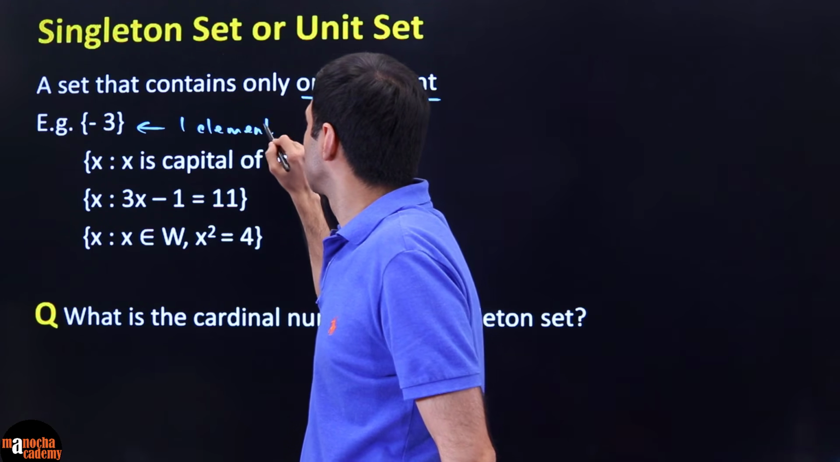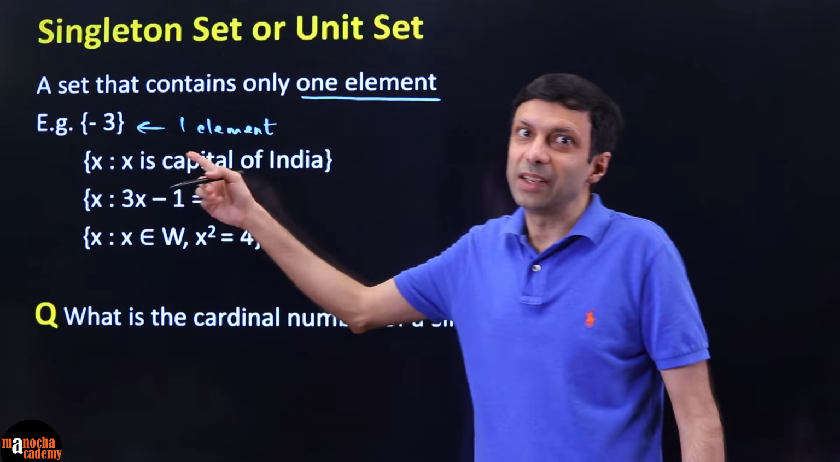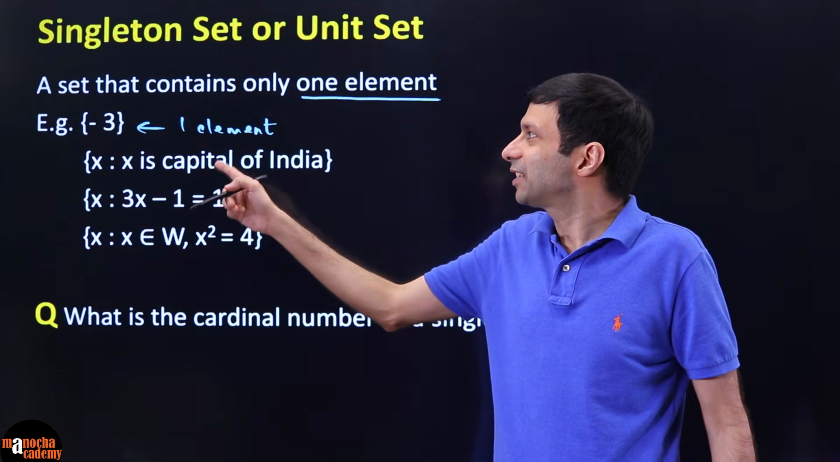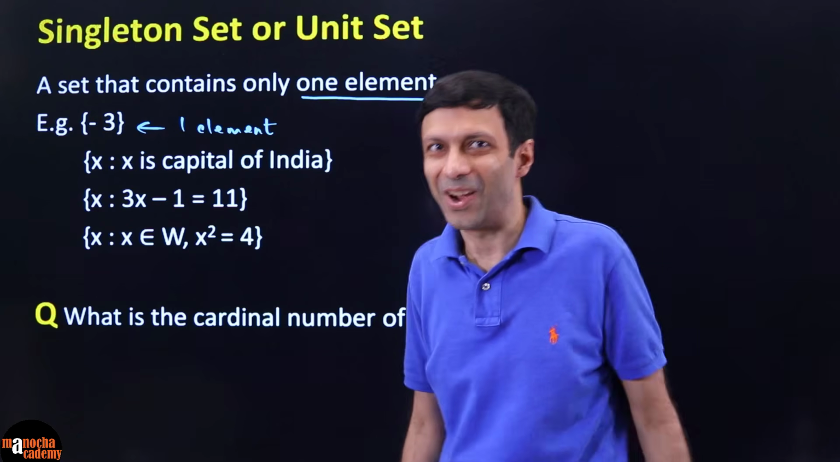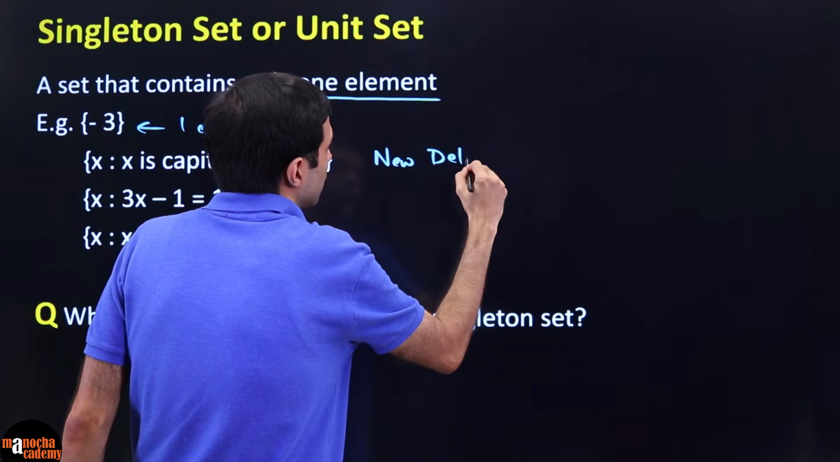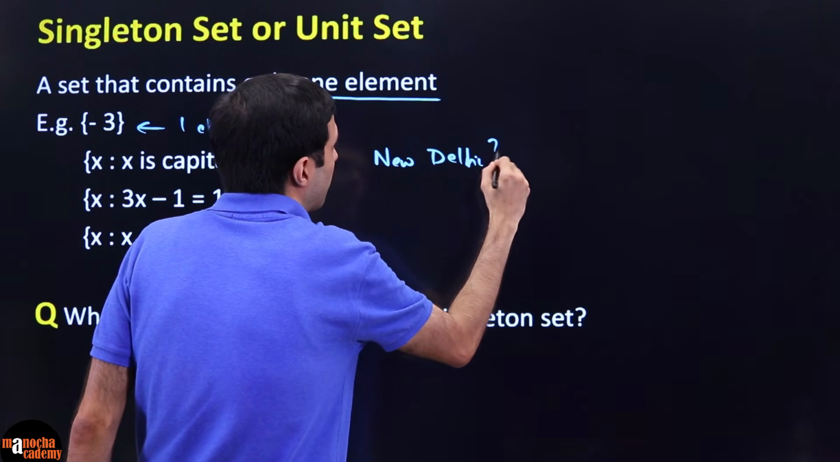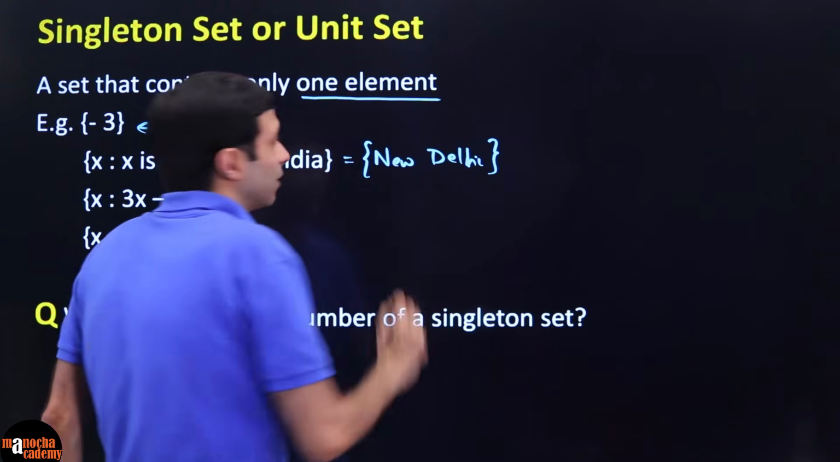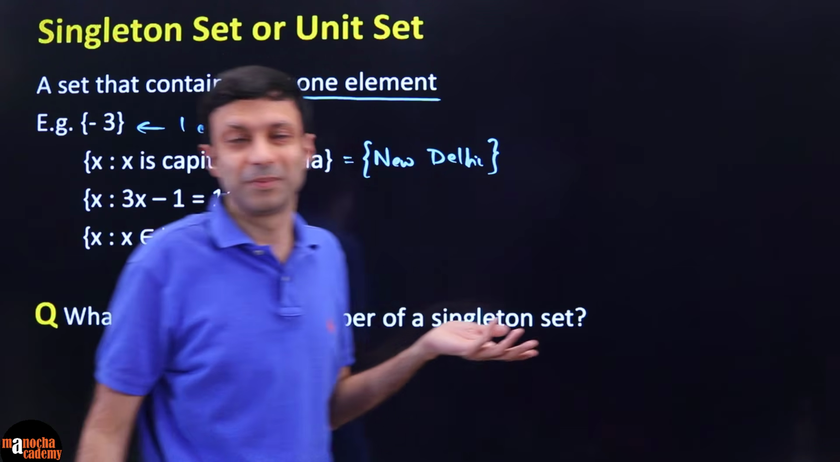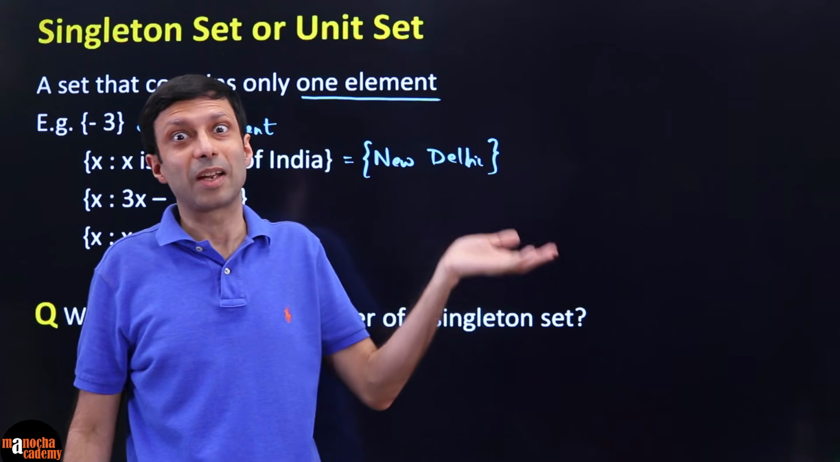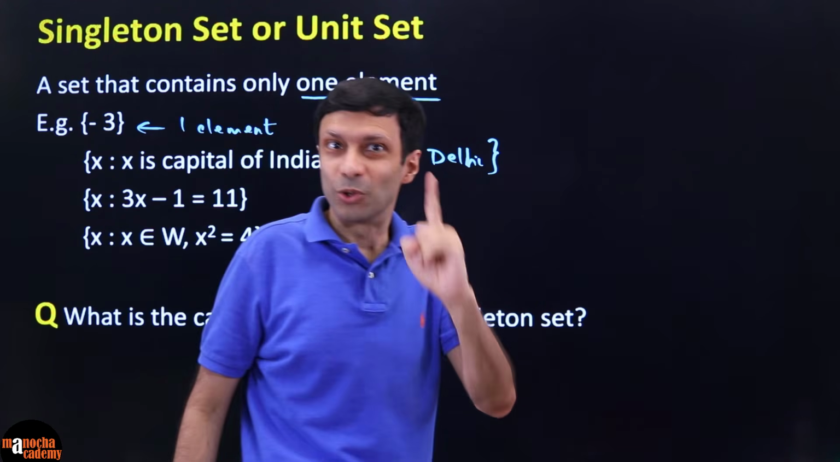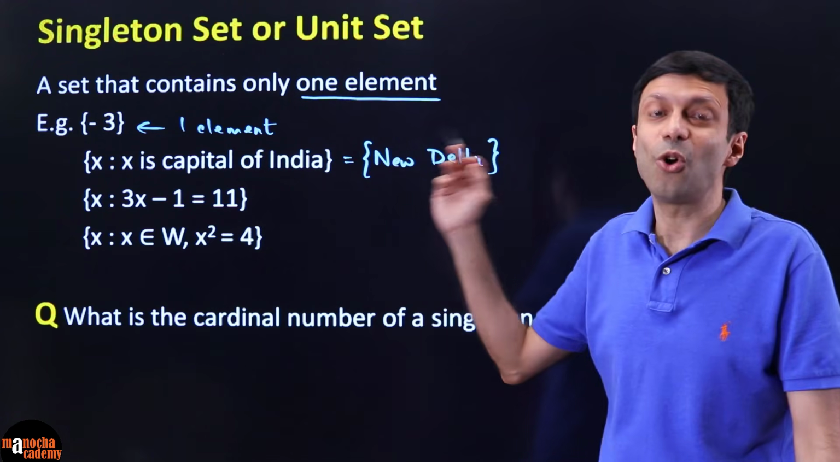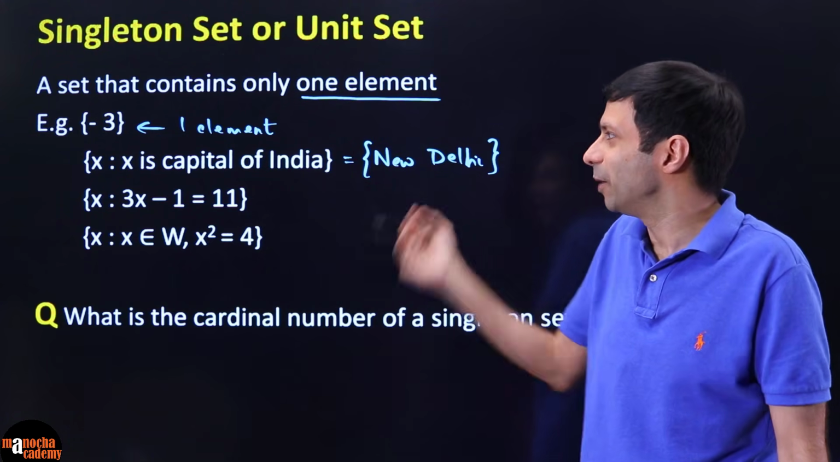What if I tell you the next set: x such that x is the capital of India. What is the capital of India? Right? New Delhi. So we know New Delhi is the capital of India. Does India have any other capital? Long time back there was a summer capital and a winter capital. Nothing like that now, just one capital. So therefore, it is a singleton or unit set. Only one element in it.